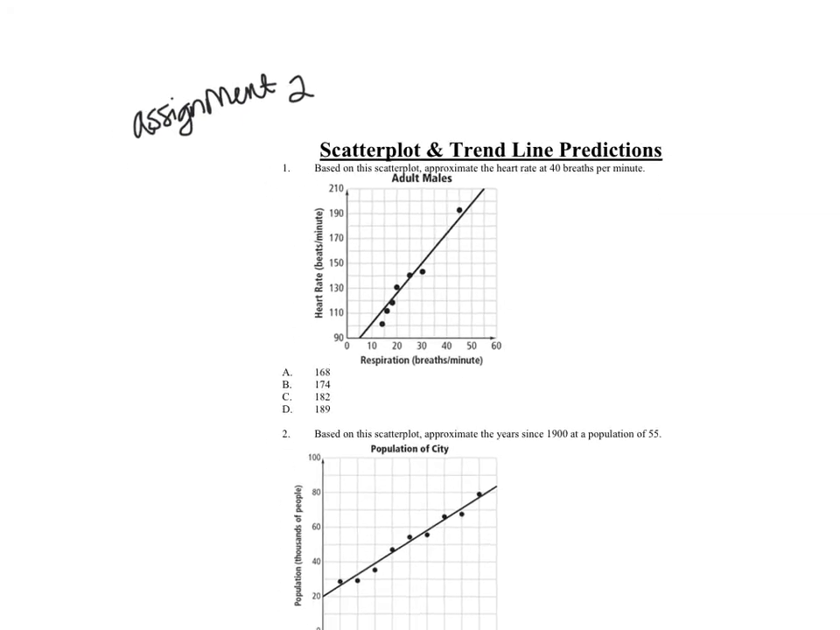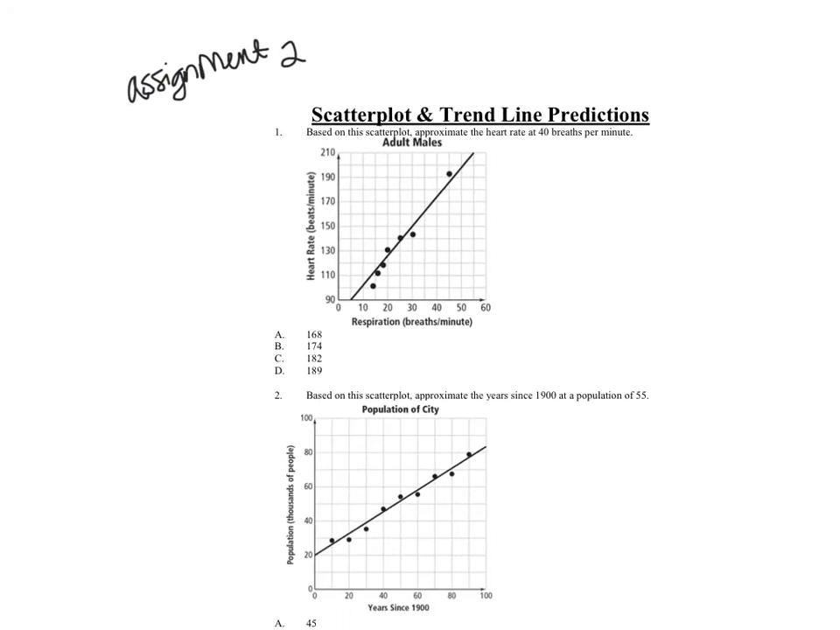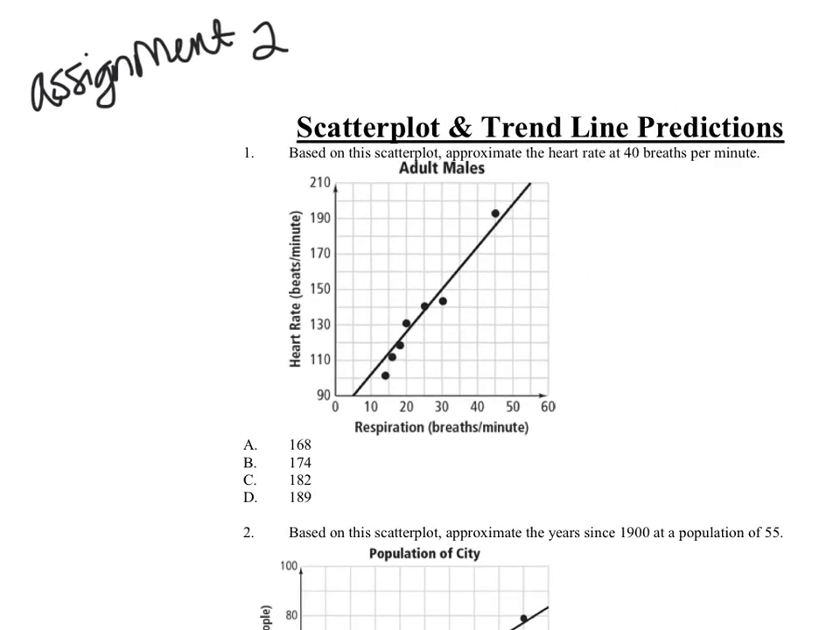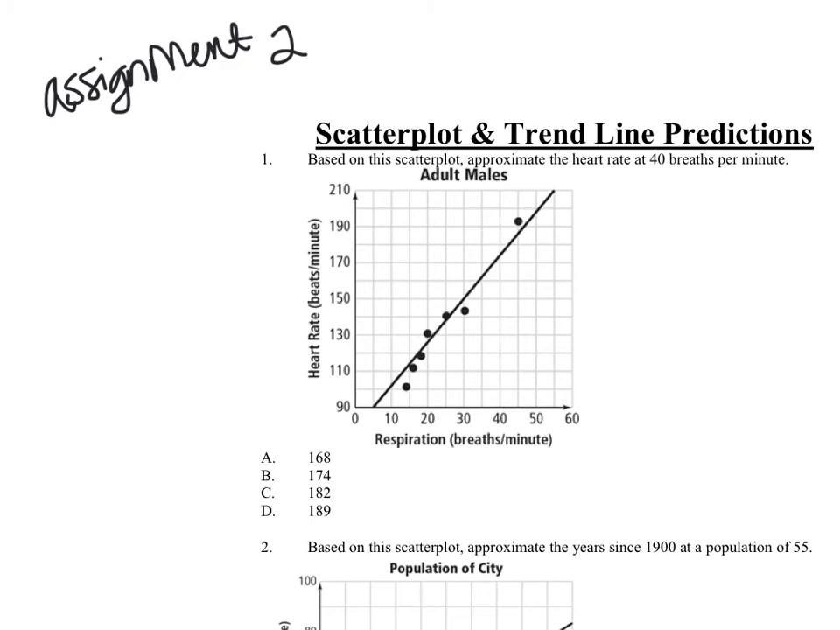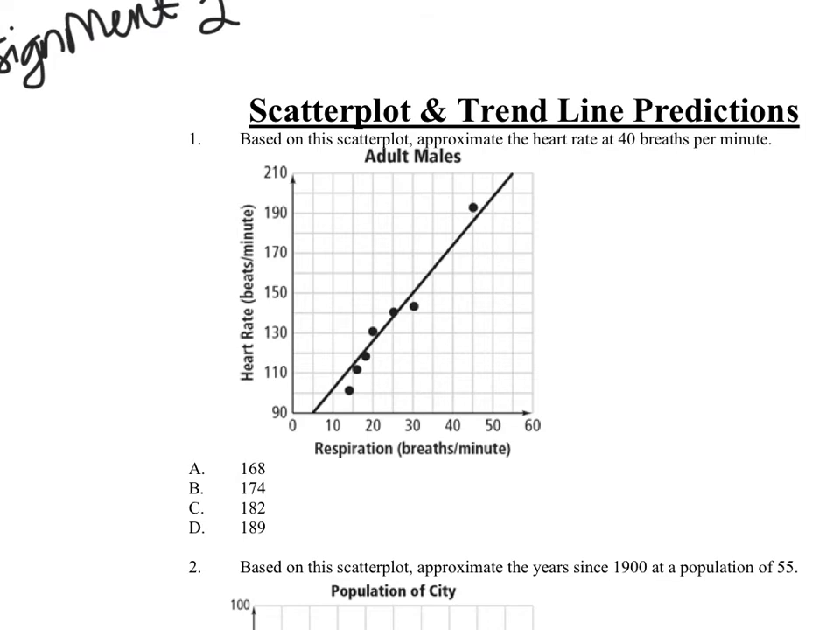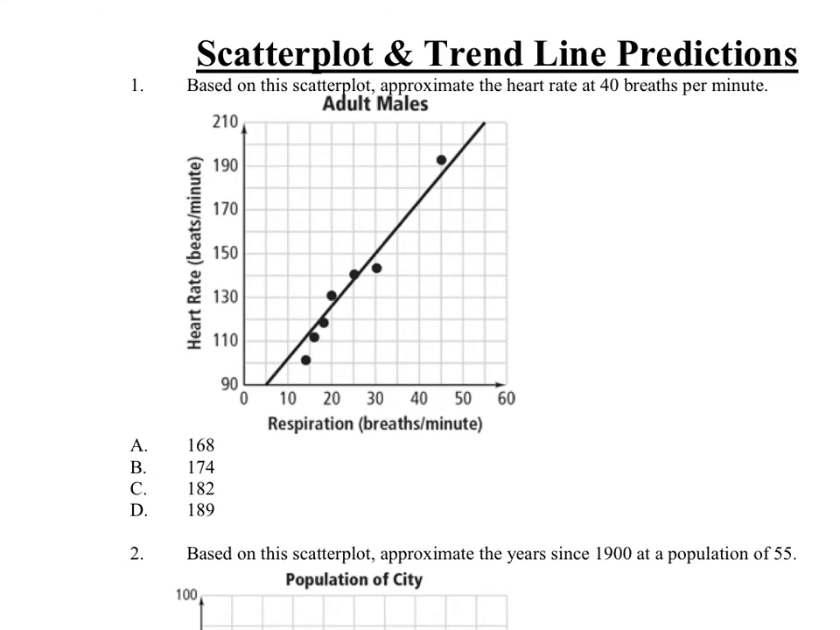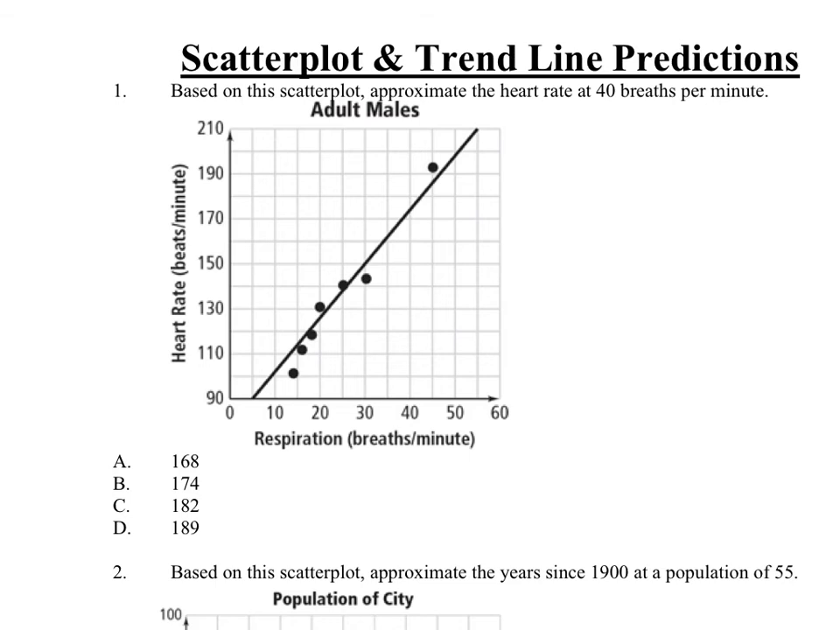Okay, this is assignment 2 on week 5, scatter plots and trend predictions. I know how Coach Elkins taught this. I'm not 100% sure how Mr. Brooks taught it, but I'm sure it's pretty similar. But we're going to go through and we're going to try each answer choice. Based on the scatter plot, approximate the heart rate at 40 breaths per minute. So on our breaths per minute, that's our x-axis, and I'm going to find 40. So at 40 breaths per minute, we're going to try each one of these out.